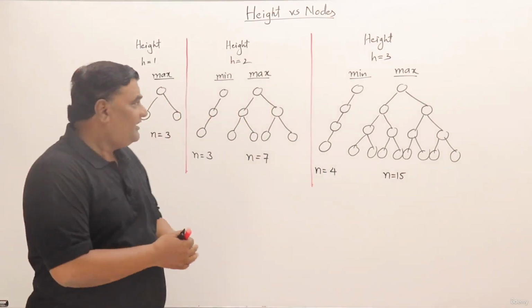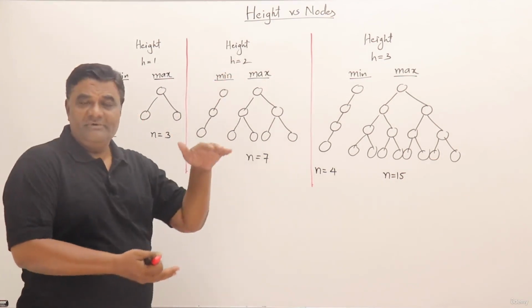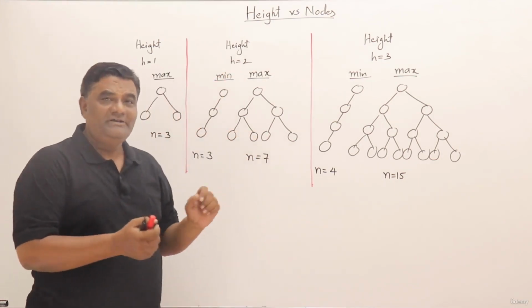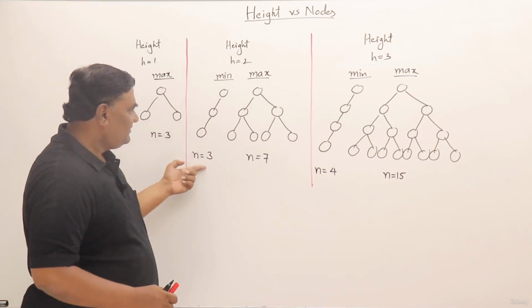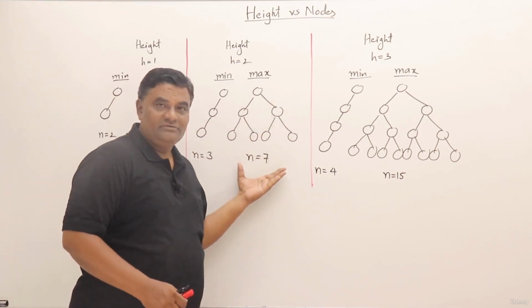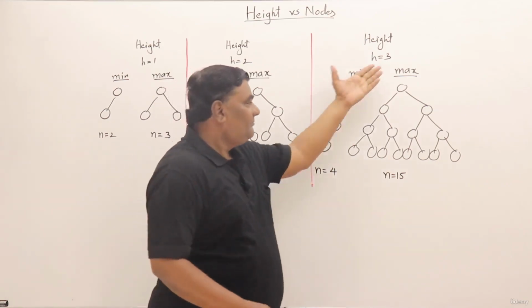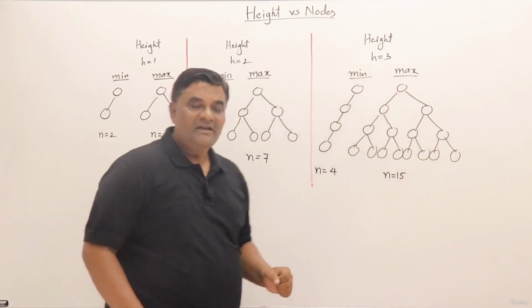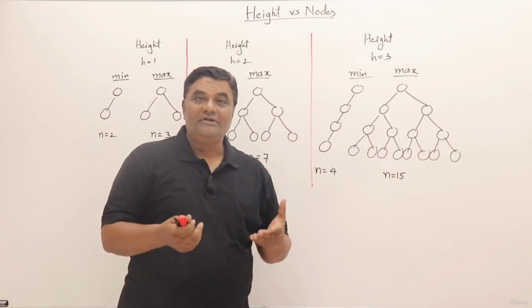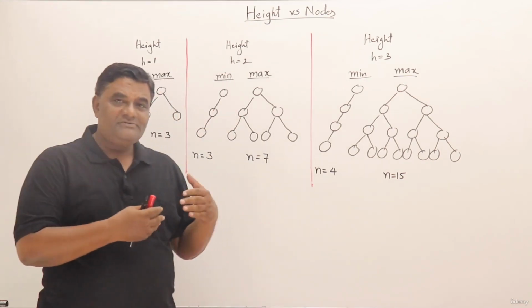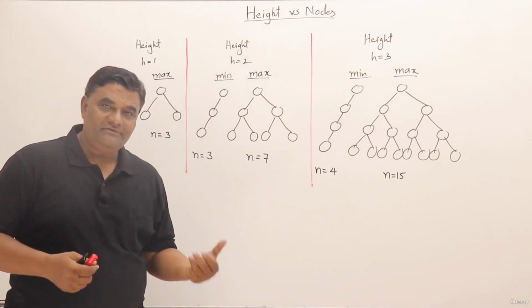Now likewise, if height is 2, then for making a tree of height 2, minimum how many nodes required? 1, 2, 3. Maximum 7 nodes. Likewise, height is 3, minimum nodes these many, maximum nodes this many. We don't want a count, we want a formula. So from observation we can generate the formula.